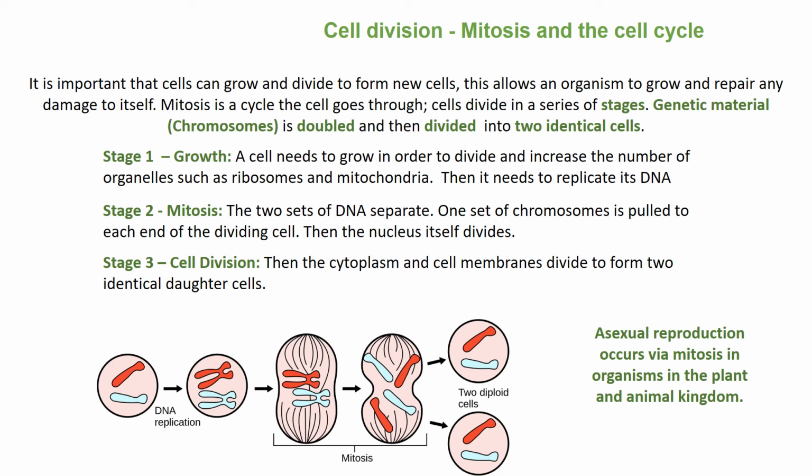The second stage is mitosis itself, and that's when both daughter cells will need a set of chromosomes each. So that means they need to be separated into each end of the cell. Then the nucleus itself divides. The final stage is when the cytoplasm and the cell membrane divide to form 2 identical daughter cells.